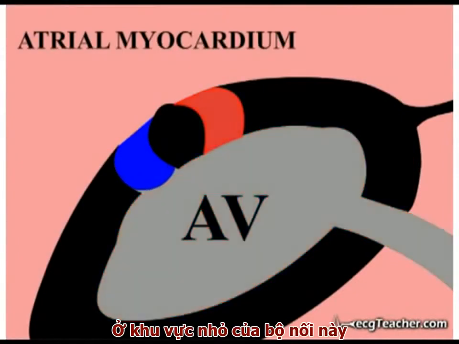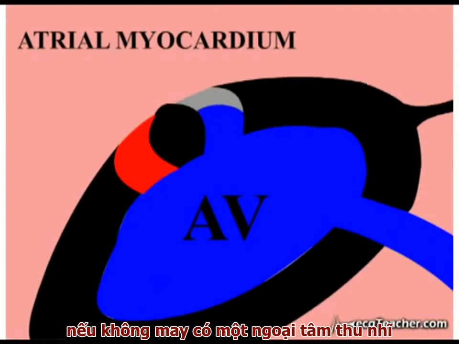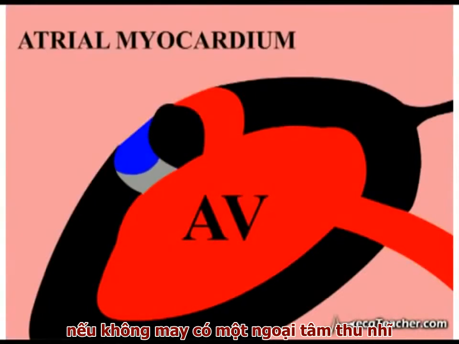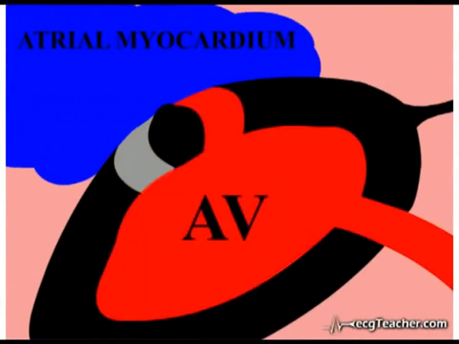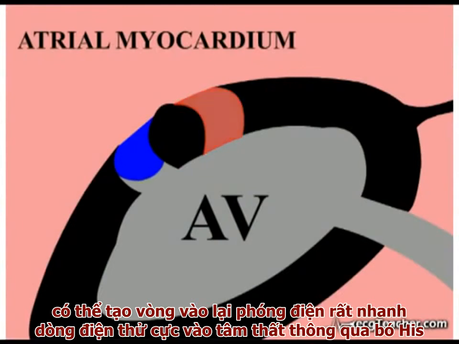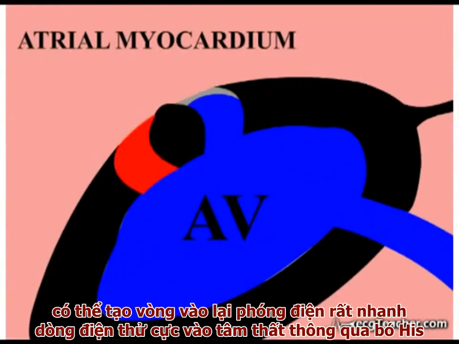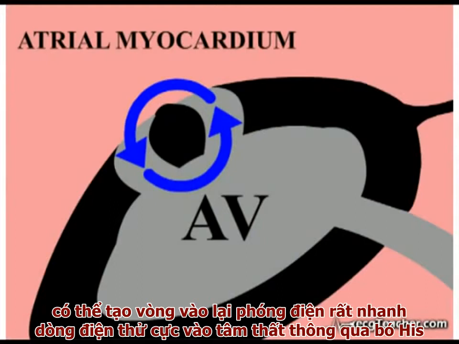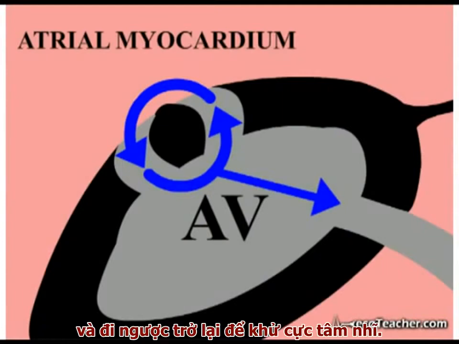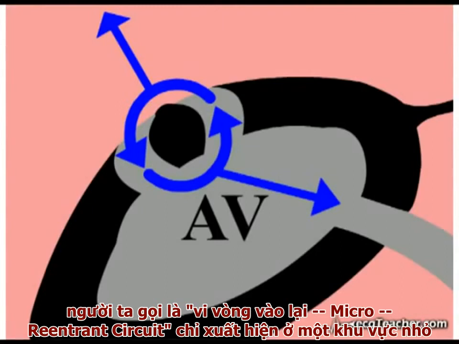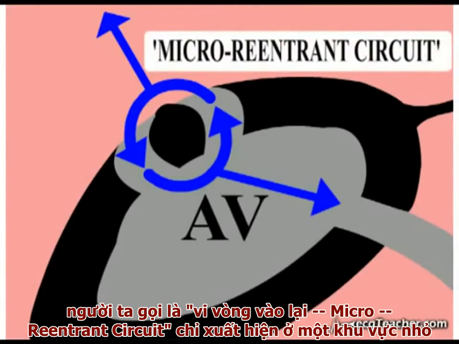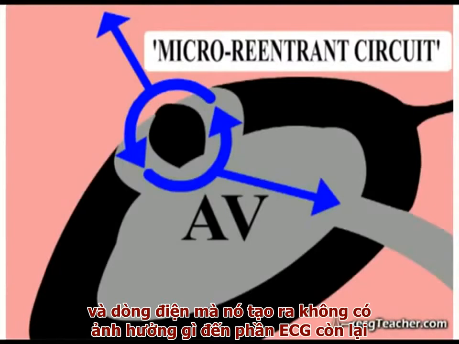In the small area of the junctional region, the combination of an unfortunately timed atrial ectopic and the existence of conducting tissues with opposite electrical properties has established a rapidly discharging, self-sustaining reentrant loop of depolarizing current, which is discharging distally into the ventricles via the bundle of His, and also in a retrograde fashion into the atria. This is a micro reentrant circuit occurring over a small area, and the small currents involved have no influence on the resting ECG.